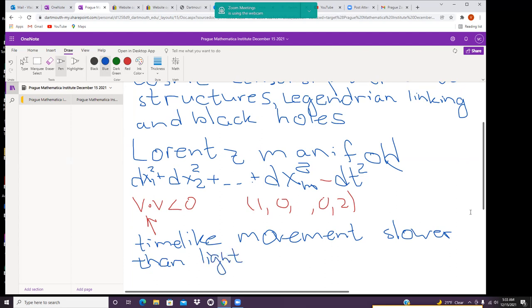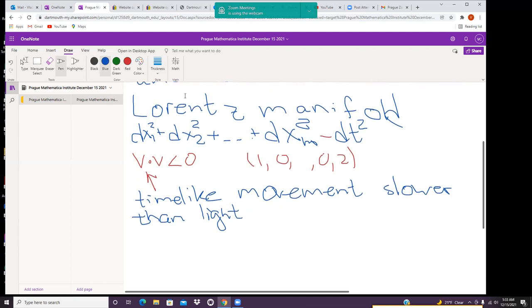Then there are vectors whose dot product with themselves is zero. The example would be, for example, 1, 0, 0, many zeros, one in the last position. They're called null, or light-like, and they represent movement at the speed of light.